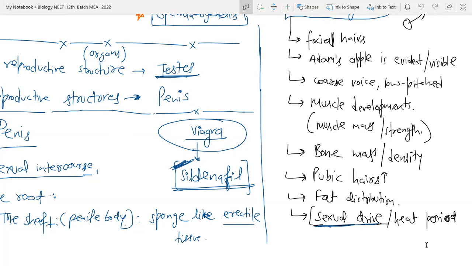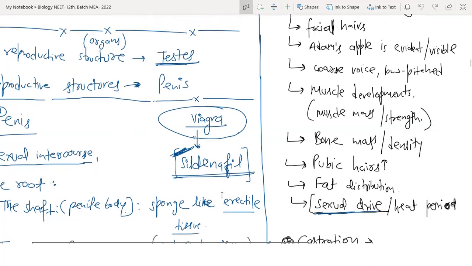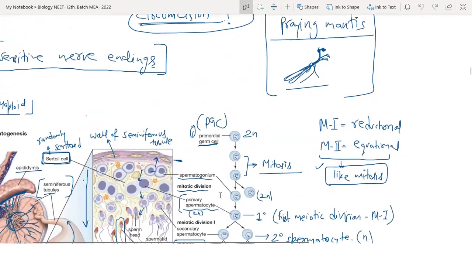Humans can breed anytime because we are not seasonal breeders anymore. We live in a protected environment. In wild animals, many show this behavior of breeding seasonally. Before the start of this breeding season, hormonal surges start in their body and they undergo sexual drive, which is called heat period, so that they can copulate then. Is it clear to you?